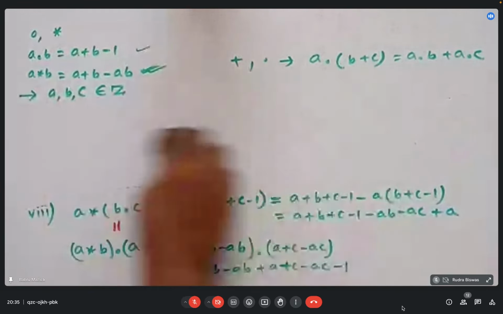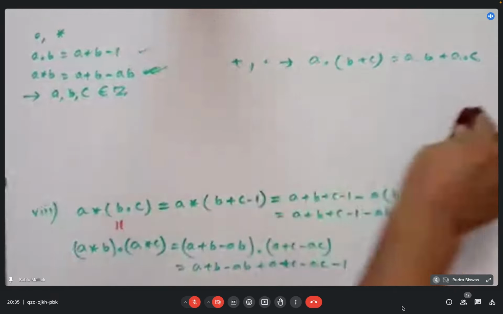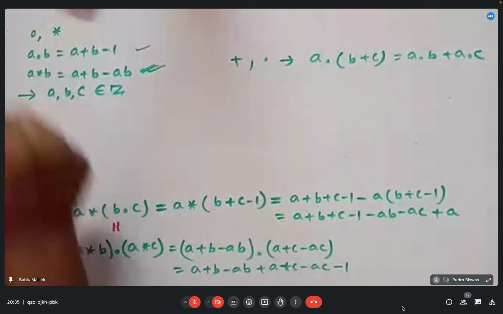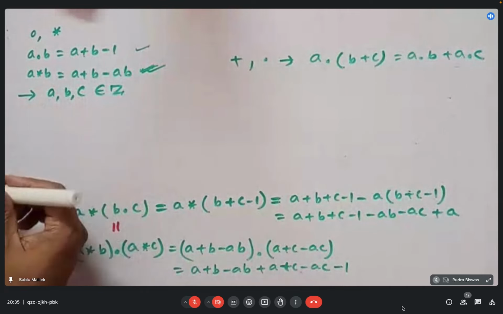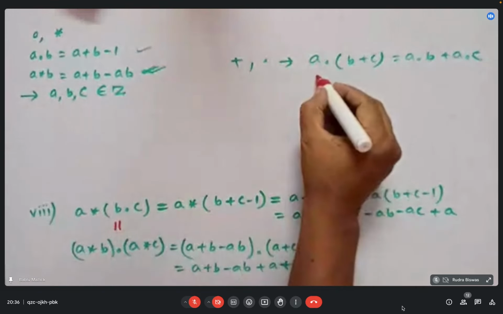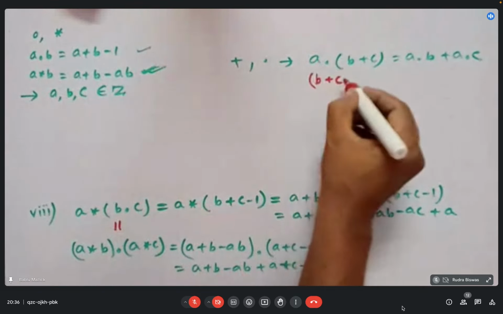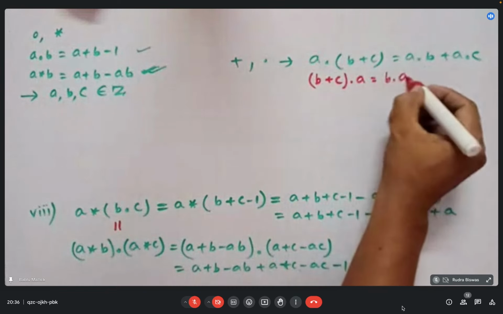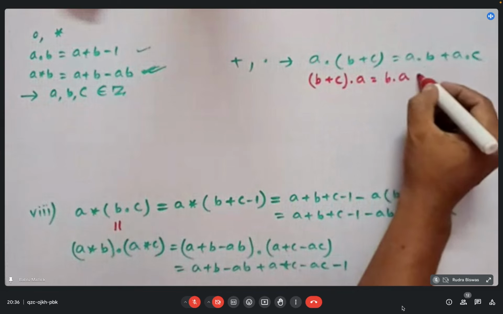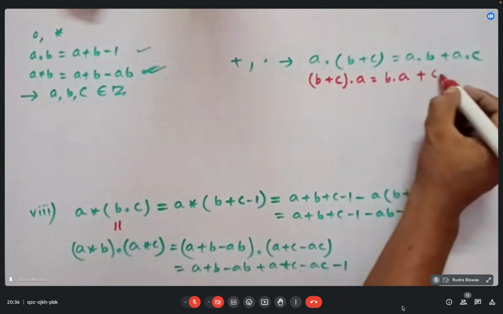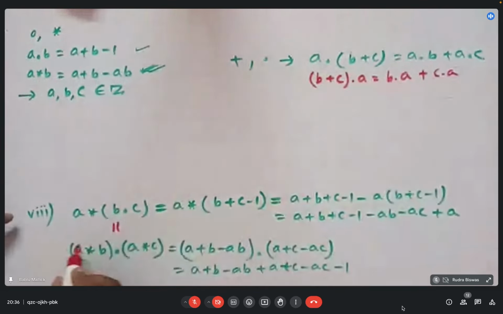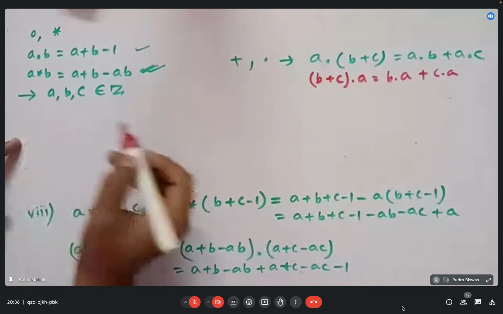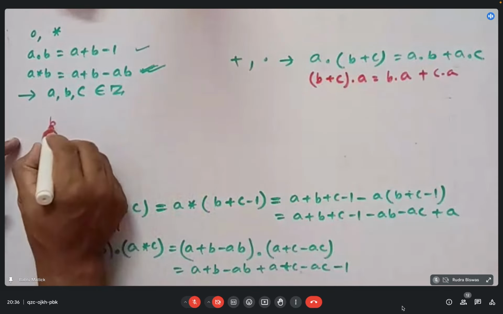Another thing is this, you have to do this. Another distributive law was: (B circle C) star A is equal to (B star A) circle (C star A). So that means here it will be this is B.